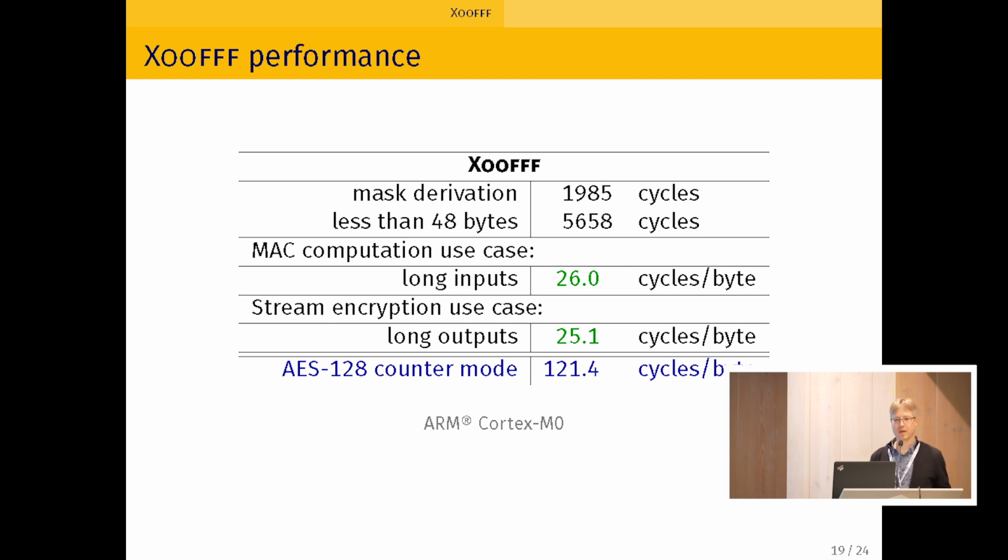So I said our goal was to have some good performance on a wide range of platforms. So let me give you some numbers. Let's start with the ARM Cortex M0. For long inputs, we can reach 26 cycles per byte, and for long outputs, similarly 25 cycles per byte. As a comparison, AES-128 in counter mode is about 5 times slower on that platform. On Cortex M3, which is a bit bigger, we can reach between 8 and 9 cycles per byte for long inputs and long outputs, compared to something about 4 times slower for the AES.